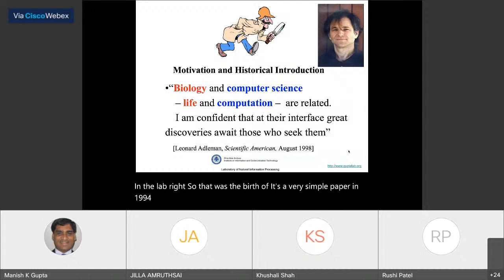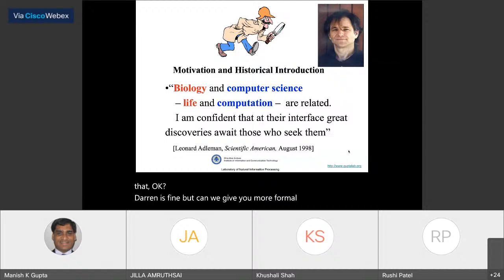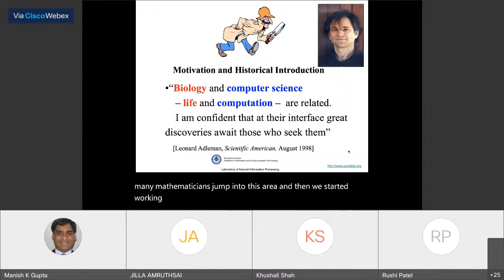After that, but that was more or less trial and error. He had just done the experiment, and people thought, okay, trial and error is fine, but can we give a more formal mathematical framework for this DNA computing? As I told you, many mathematicians jumped into this area, and we started looking at the theory for it. The first PhD, in fact, I can say, was done by Erik Winfree, who is now at Caltech, a professor in mathematics, computer science, and biology. So he did the first PhD in this area.